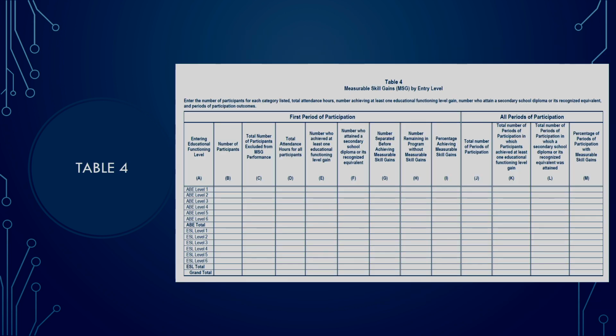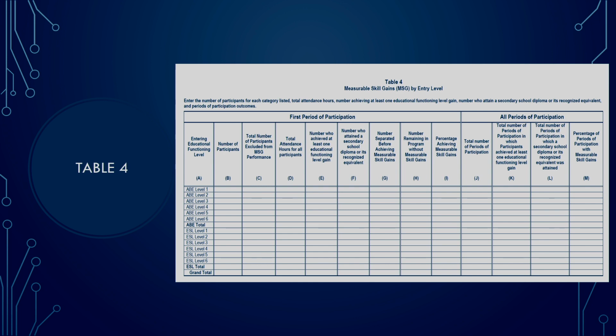The final table that we're going to go ahead and talk about today is Table 4. Table 4 has a lot of information. This table specifically deals with measurable skill gains for students. The measurable skill gains, as we talked about before, students can gain measurable skills, MSGs, in one of two ways. They either do it through having gained an EFL gain, or they do it through obtaining their diploma or GED.